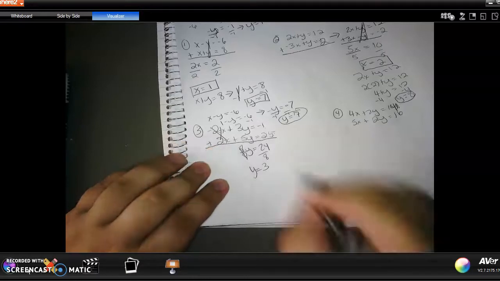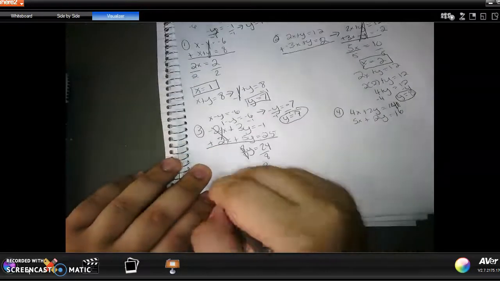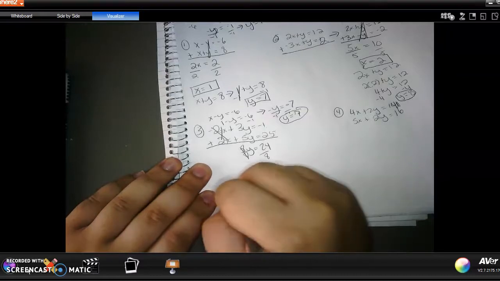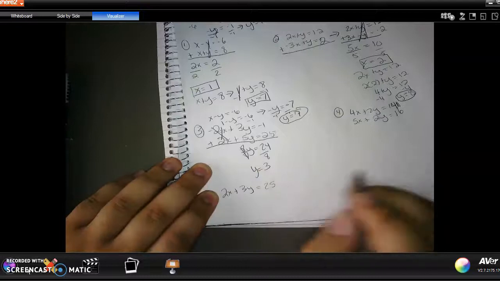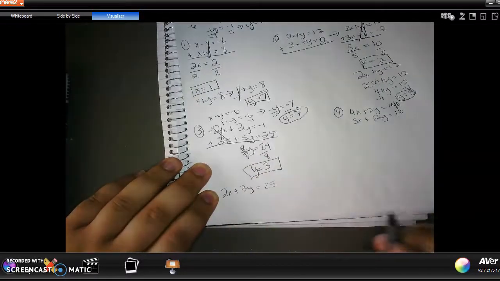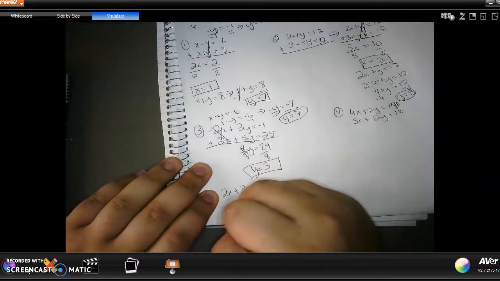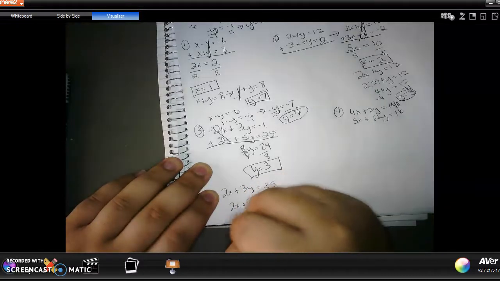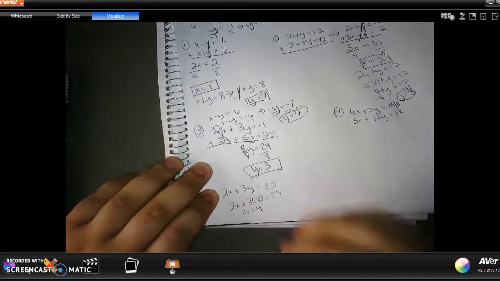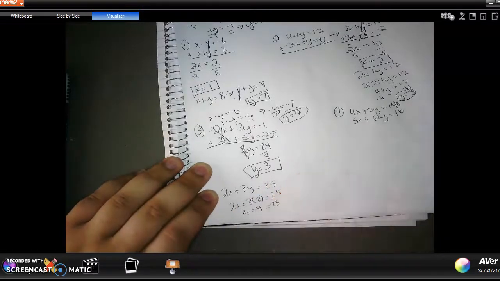Okay? Now, we want to look for x. So we're looking for x this time. Let's just do 2x plus 3y equals 25. So anywhere we see a y, we put a 3. So 2x plus 3 times 3 equals 25. So that would be 2x plus 9 equals 25.